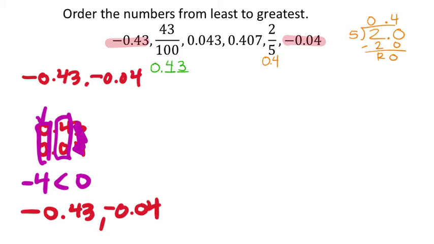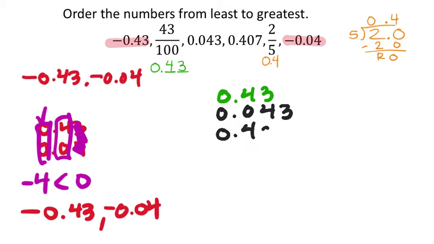Let's go ahead and start listing these, and then we can compare them by place value. So I got 0.43. I have 0.043. I have 0.407. And then the 2/5 was 0.4, like this, okay? Now we want to list these from least to greatest, and we'll compare these by place value.